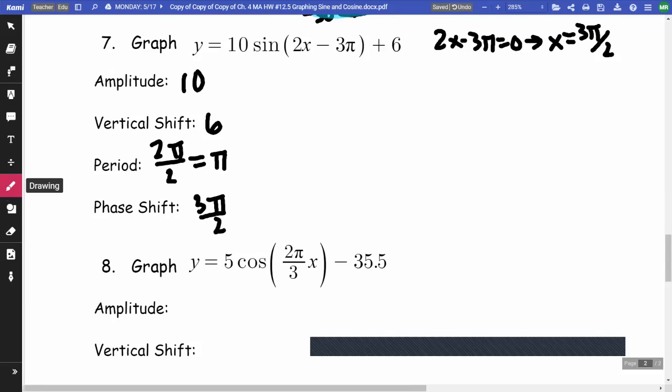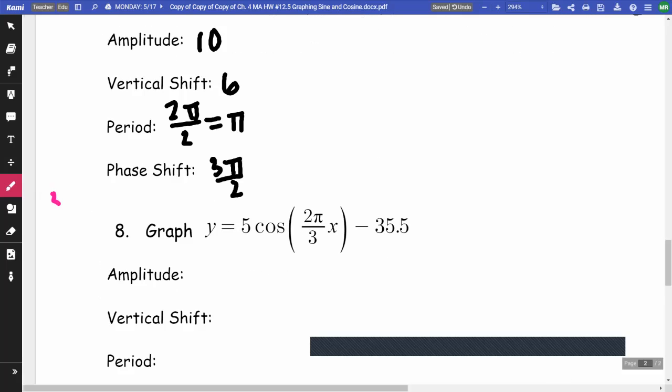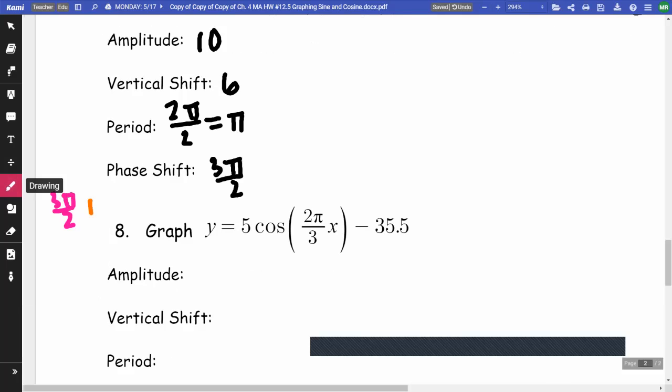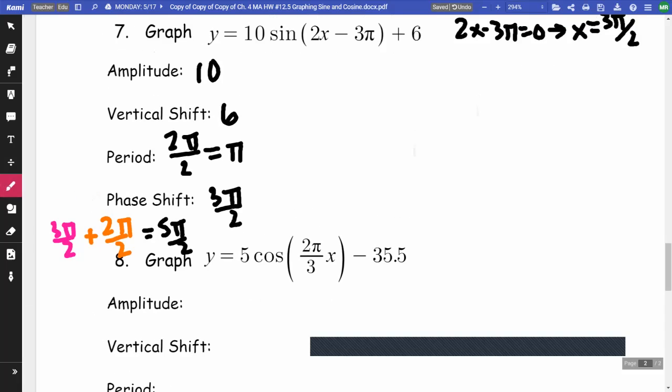So we're going to start at 3 pi halves. We're going to go pi away, and pi in terms of halves would be 2 pi halves. So I'm going to end at 5 pi halves.